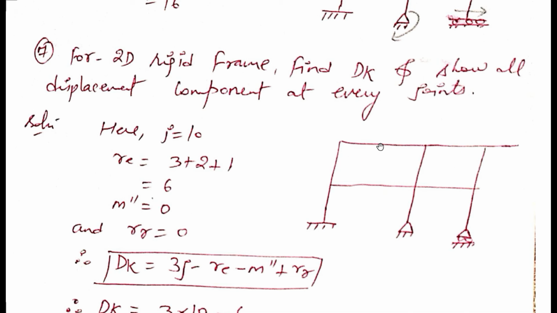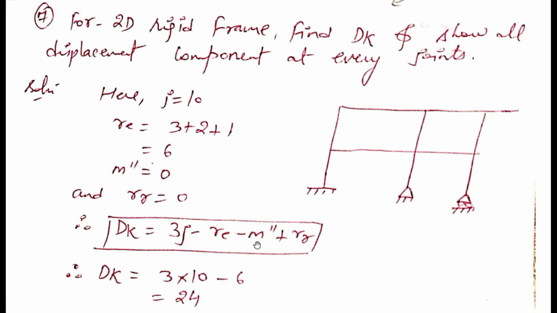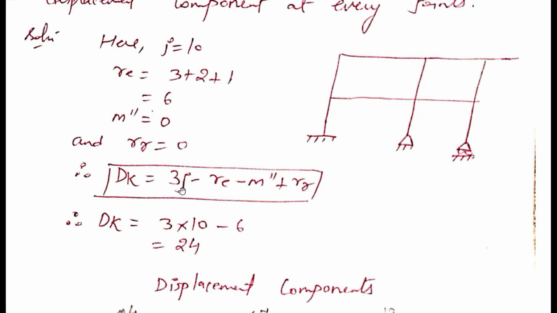So here, as all the beams are flexible, m double dash value is 0. And RR value is 0 again, because we don't have any internal hinge for this 2D rigid frame. Okay, so we are not having any RR value here. And DK value will be given as 3J minus RE minus M double dash plus RR. Okay, so you can refer: the number of joints is 10, minus RE is 6, M double dash value is 0, as we are considering our beams as flexible, not rigid here.